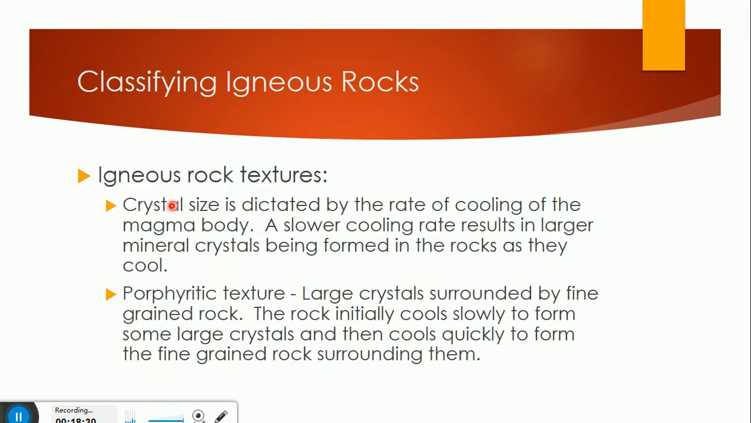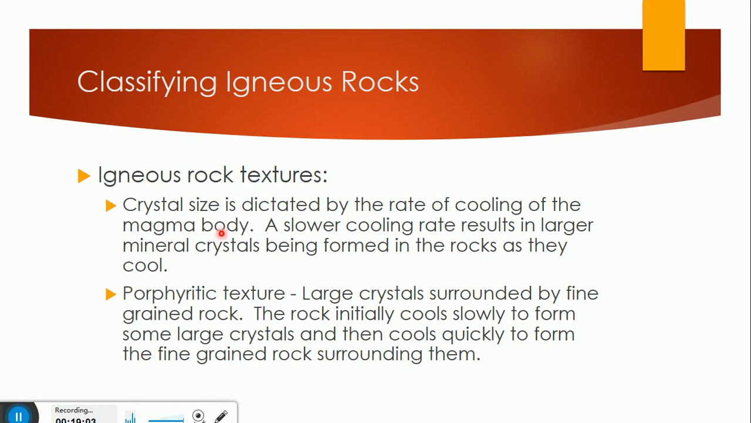Next is the classification of the igneous rock. Igneous rock is classified on the basis of texture. Igneous rock texture is classified on the basis of four types. First is the shape, size, crystal growth and mutual relationship of the grain to grain. In igneous rock texture, crystal size is determined by the rate of cooling of the magma body. A slower cooling rate results in larger mineral crystals being formed in the rock as they cool.